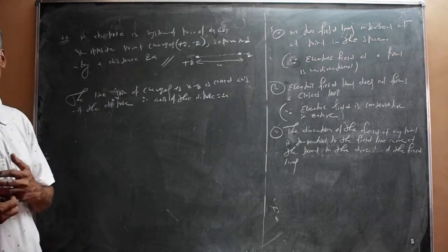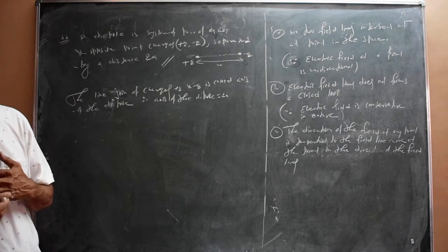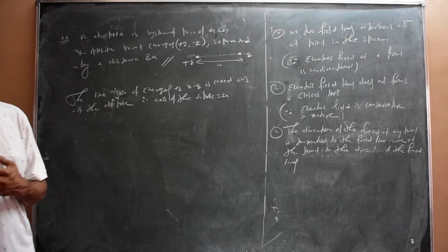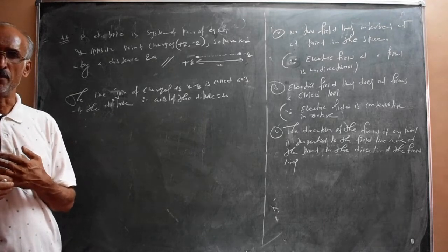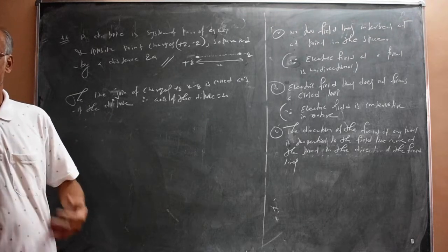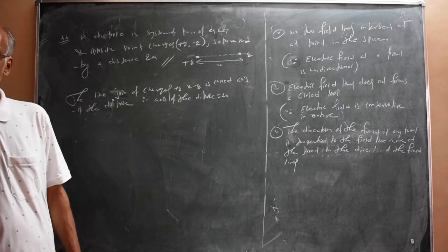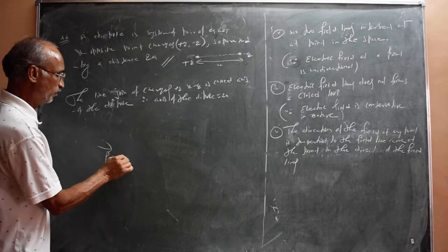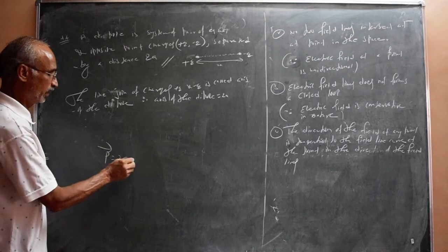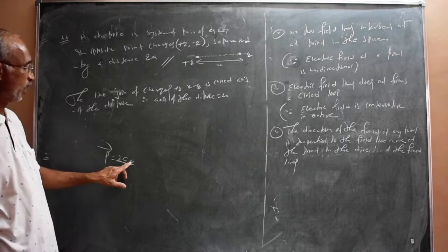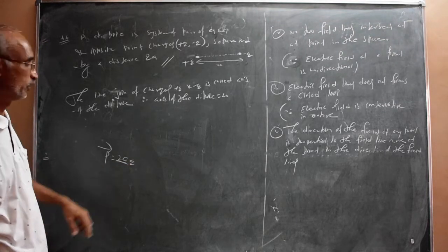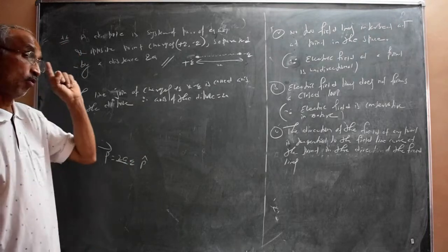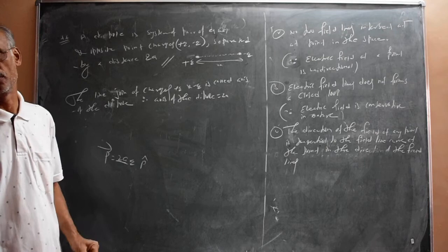Let us define one physical quantity, that is, the dipole moment of a dipole. What is the dipole moment of a dipole? It is denoted by p bar, and p bar equals 2a, the length of the axis of the dipole, into the magnitude of any one of the charges, plus q or minus q, simply q, into p cap. What is p cap? It is the unit vector directed from minus q to plus q.